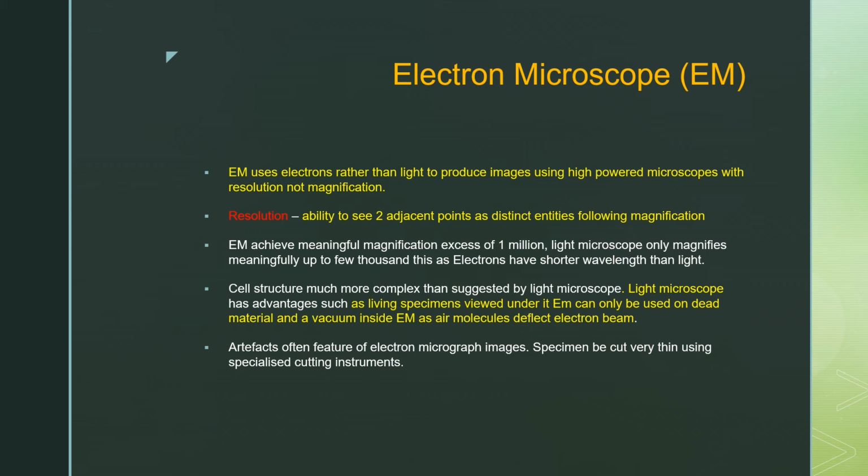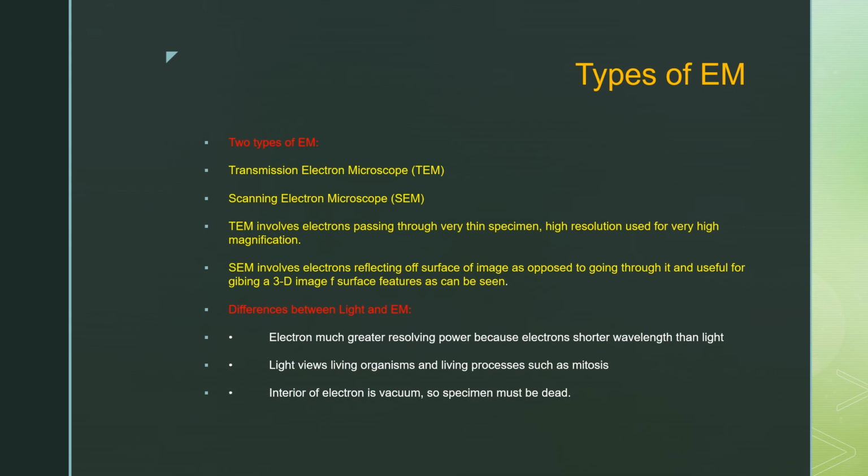The cell structure is much more complex than suggested by a light microscope. A light microscope has advantages, such as being able to view living specimens, but an EM can only be used on dead material because it has a vacuum inside it, and the air molecules may deflect the electron beam. Artifacts can often feature in an electron micrograph image, and the specimen has to be cut very thin using specialized cutting instruments. We're now going to go on to the types of EM.